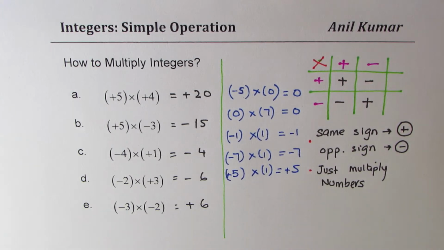So when you multiply by 0, you get 0. When you multiply by 1, you get the same number. So those things which you learned earlier for multiplication are valid for integers also. Correct? Take care of the sign, rest is same. So let's take few more examples based on this.